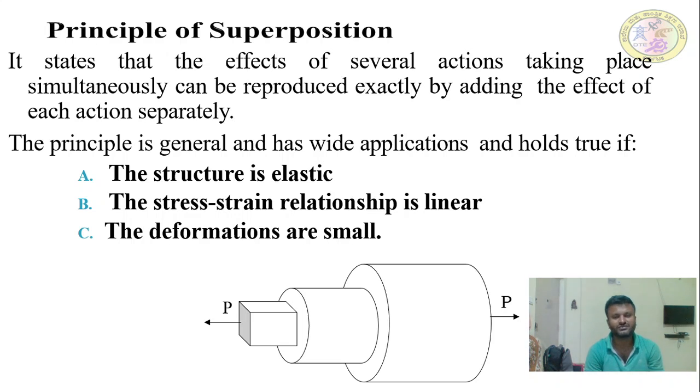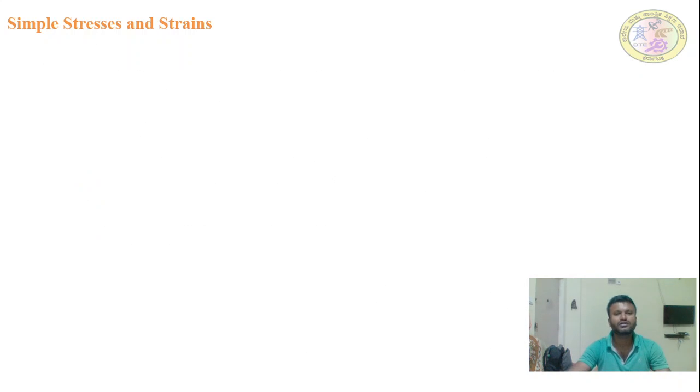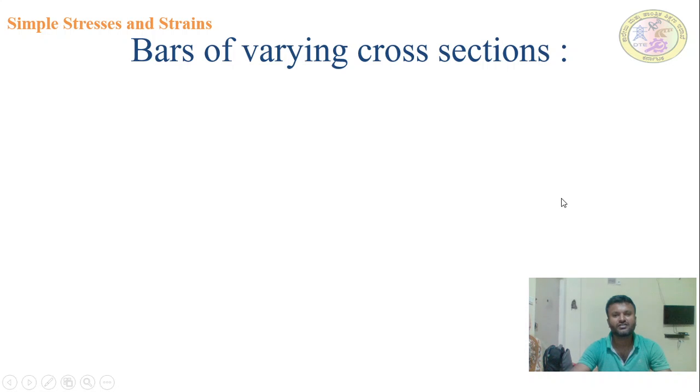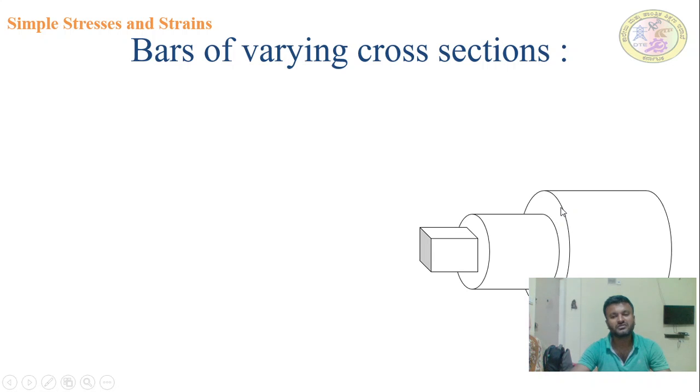Shall I move on to the problems one by one? Then you will come to know how it will affect the material. Before that, how to find out the deformations or change in length. Bars of varying cross sections. We have a rectangular cross section attached to a circular cross section of larger size, and one more circular cross section attached here with a larger diameter. It is subjected to a load P on either side, an axial tensile force.